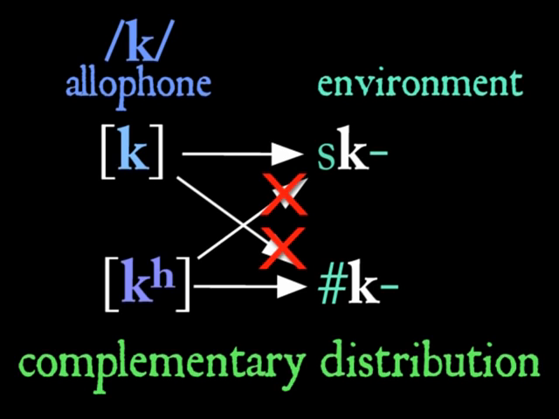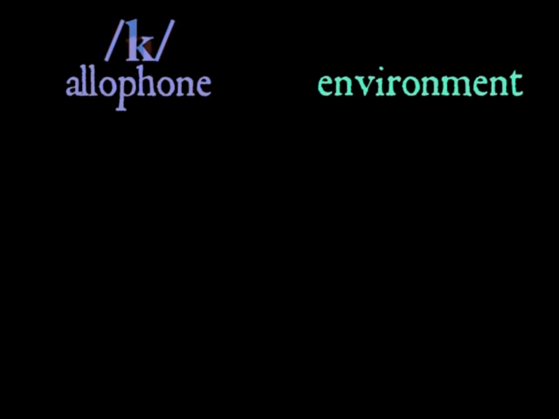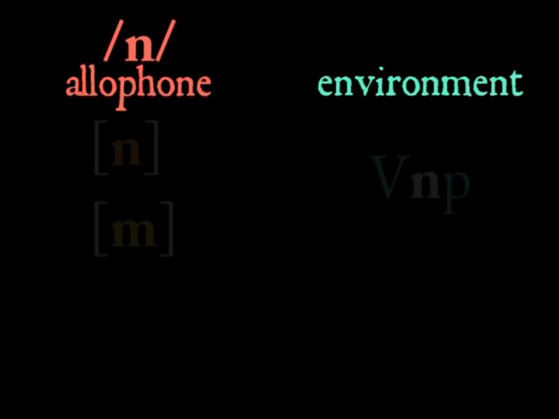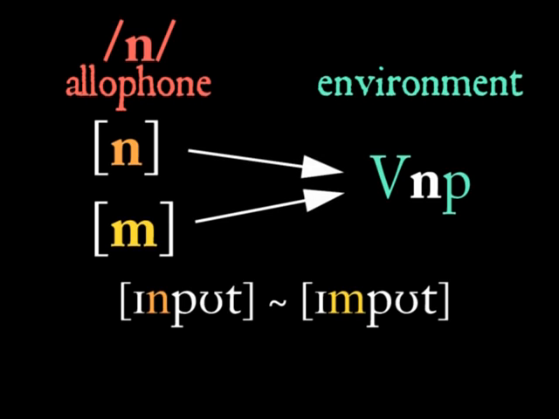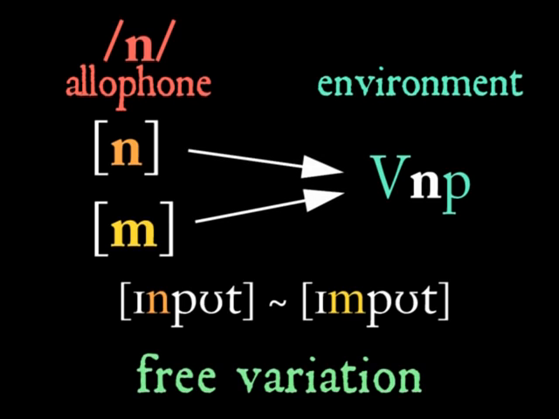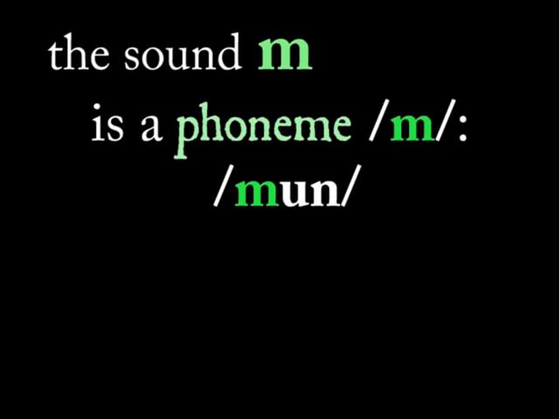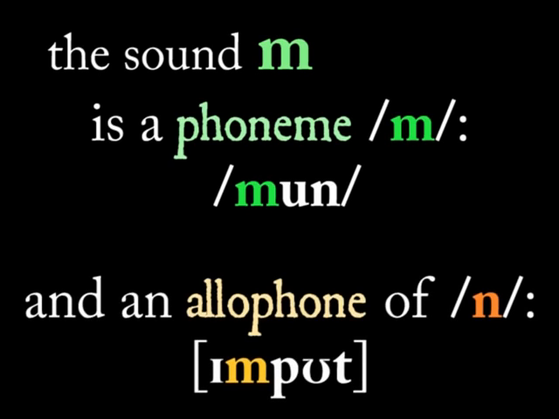Other allophone sounds can show up in the same environment. Go back to the word input. Input varies with input in a tomato-tomato sort of way. These two allophones of the phoneme N are in free variation with one another. This last example shows you that one sound, like M, might show up as allophones of multiple phonemes. M is how people usually pronounce the phoneme M, but it's also how some people pronounce the phoneme N in the word input.